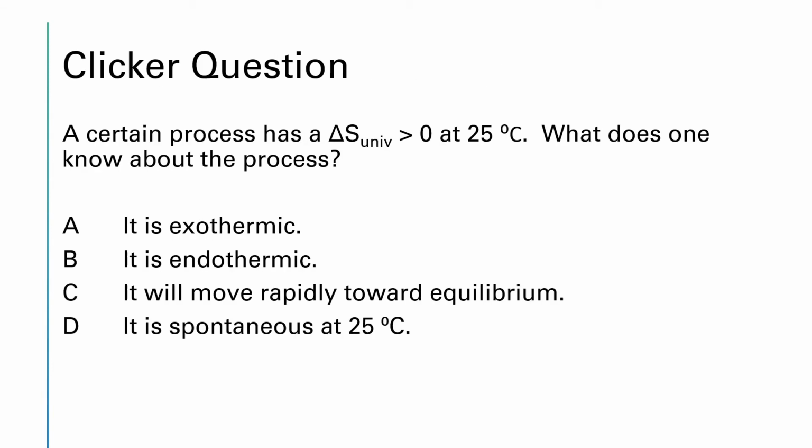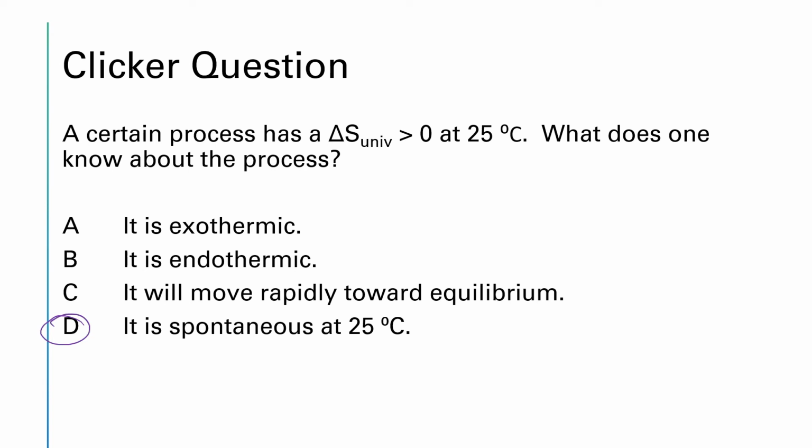This clicker question asks us to consider a process that has delta S of the universe positive, or greater than 0, at 25 degrees C. So what can we conclude? What do we know about this process? Well, the fact that delta S of the universe is positive tells us that this is a spontaneous process. So the best answer for this question is answer D, that it's spontaneous at 25 degrees C.